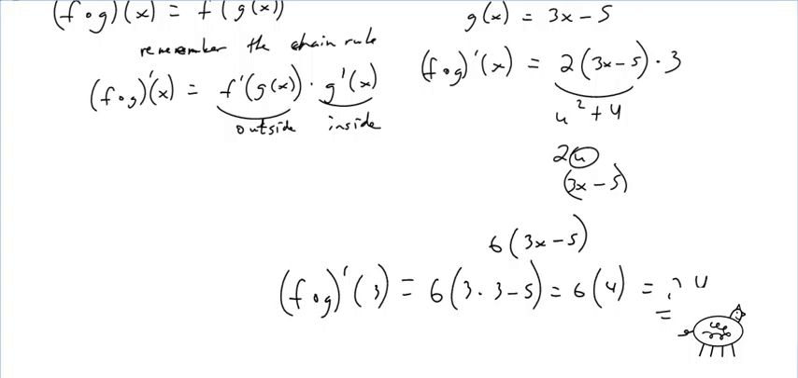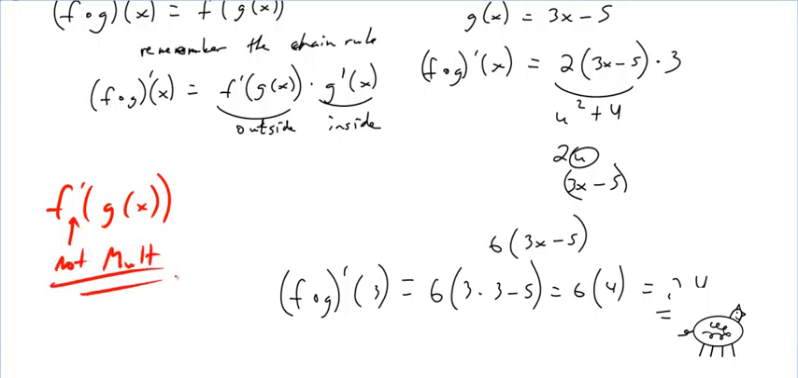Now, one quick thing that is really key. I'm going to write this in red, and I have this note in my notes because I've seen kids make this mistake. F prime of g of x is not multiplication. I know some of you are like, well, duh, but sometimes people try to multiply things together instead of plugging g of x into whatever the function is for f prime. Please don't. It's a composite function.